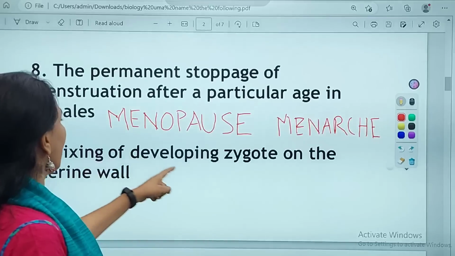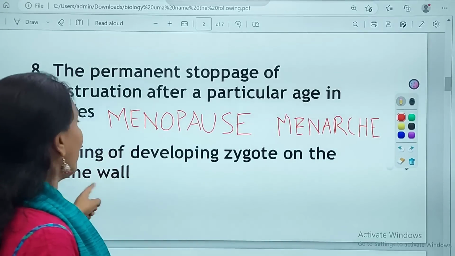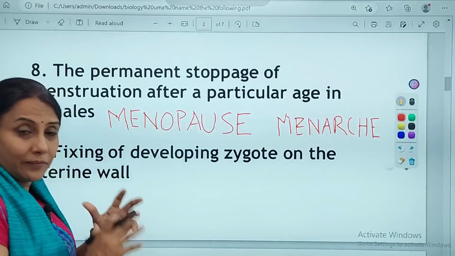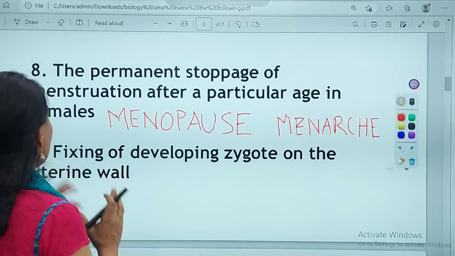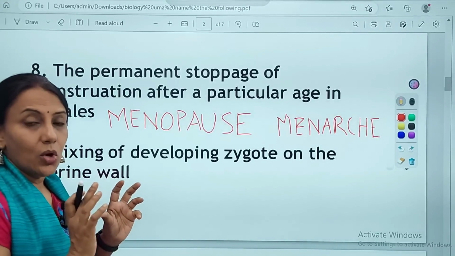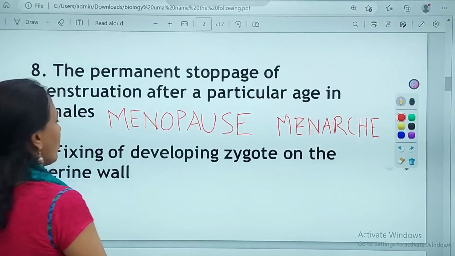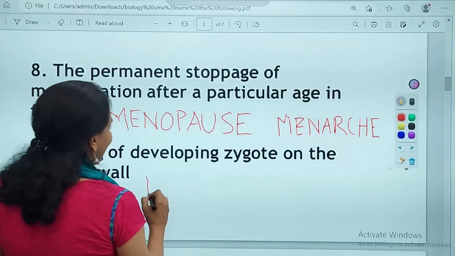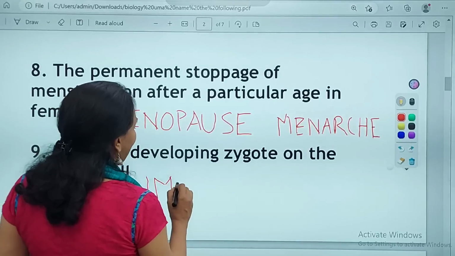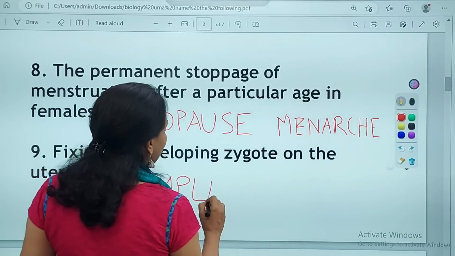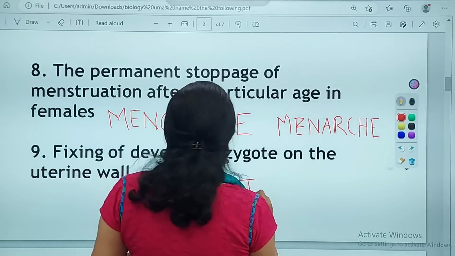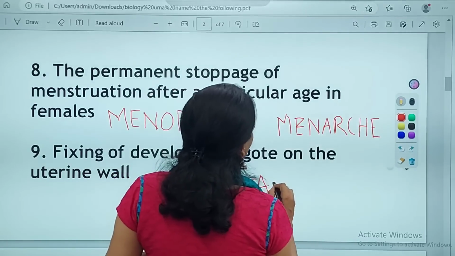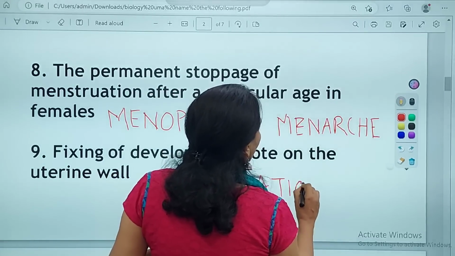The next one, fixing of the developing zygote on the uterine wall. We spoke about the zygote coming, whether there are twins or a single zygote. When that zygote goes and implants itself on the wall of the uterus, it's called exactly what it sounds like, implantation. It implants itself in the wall of the uterus. Implantation, it's called.